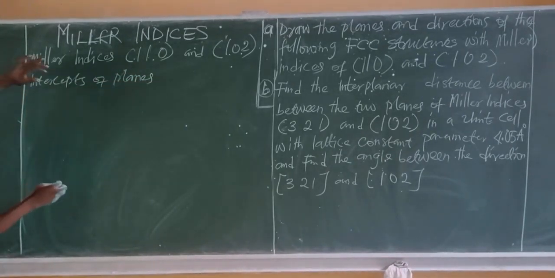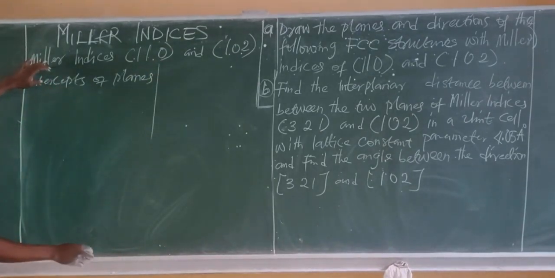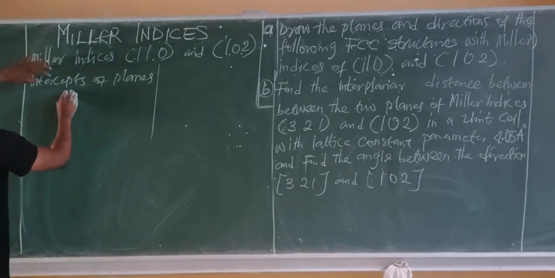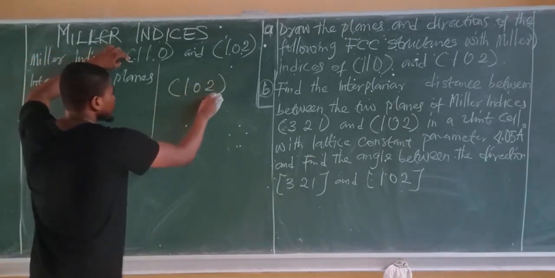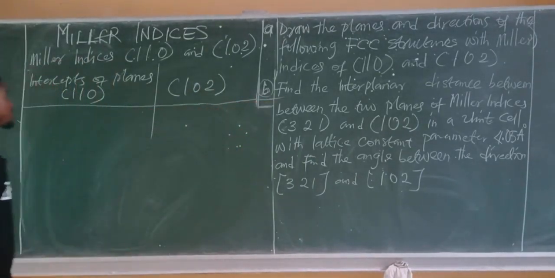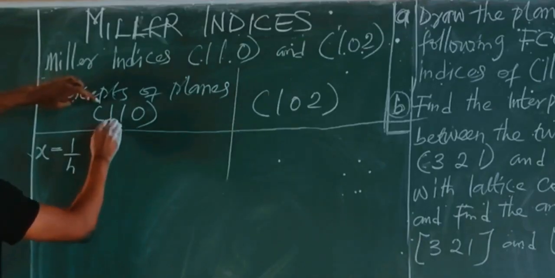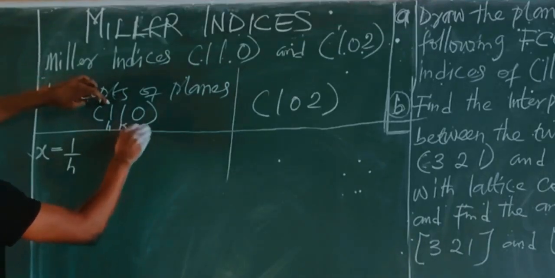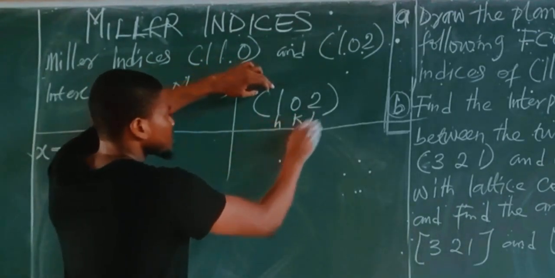So I will do them side by side, for the first plane and for the second plane. The first Miller index is 110, while the second Miller index is 102. So I will do them all together. Let me highlight this. The x-intercept, remember, is equal to 1 over h. This stands for h, this stands for k, and this stands for l. In the Miller index, this also stands for h, k, and l.